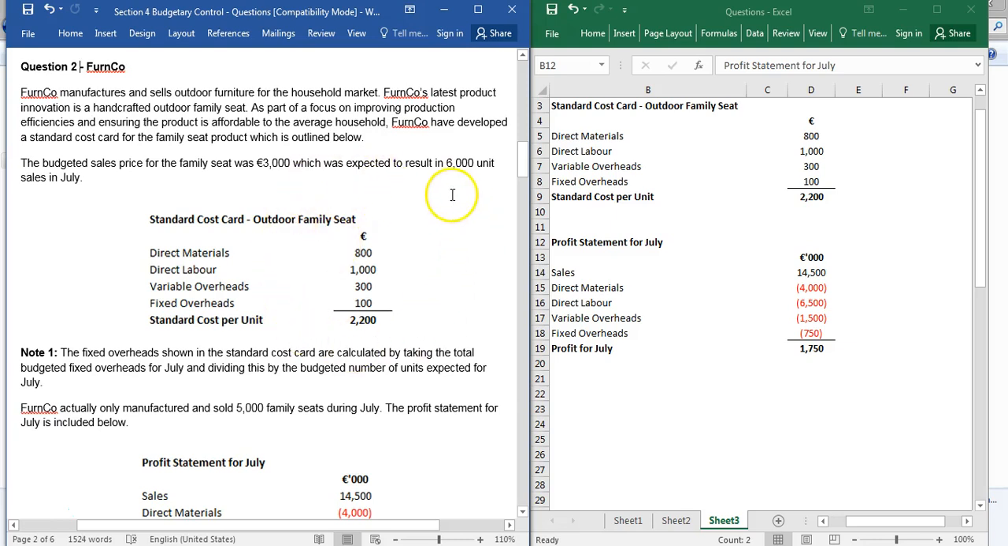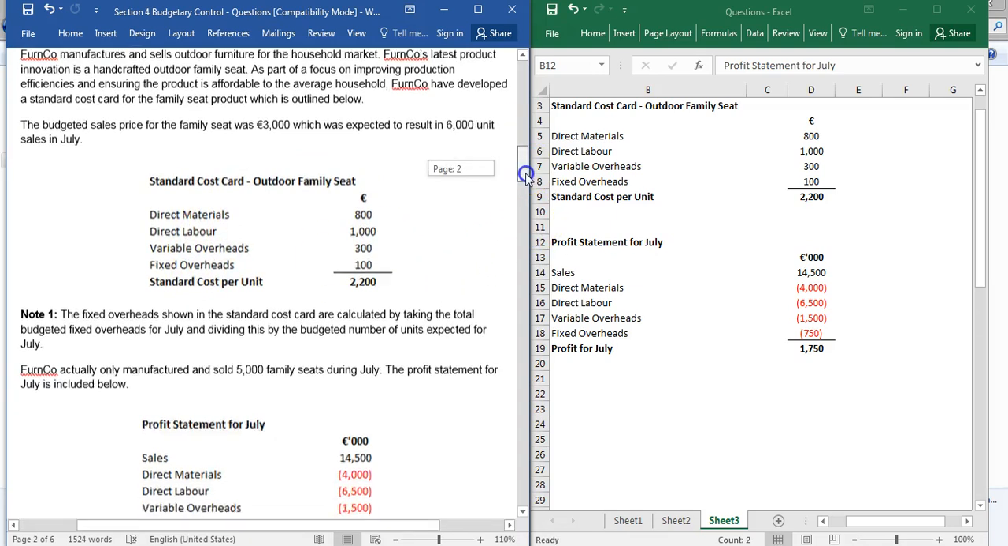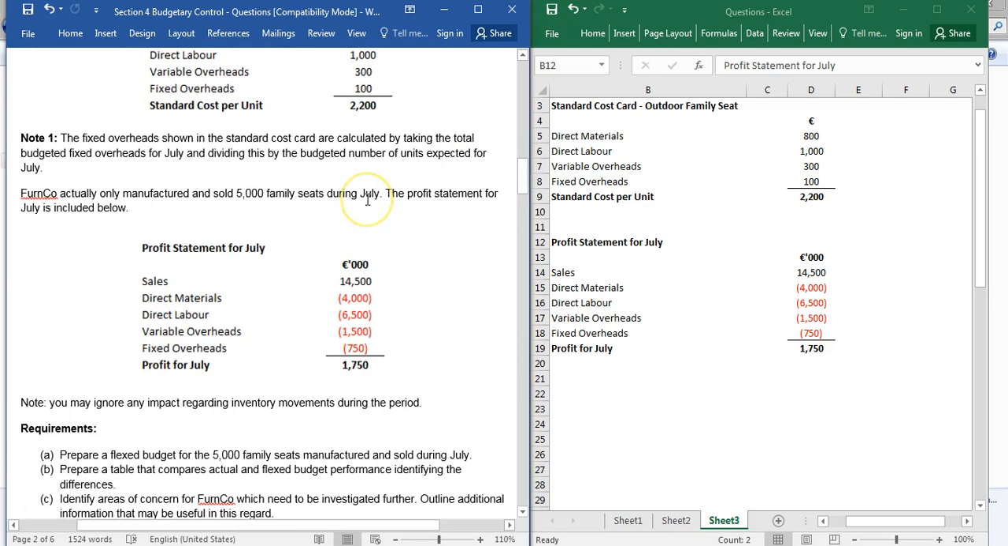So we're actually not given the original budget at all, but we know what it was made up of: 6,000 units, and there's the standard cost card of all the variable costs and the fixed costs. And we're also told then for July they were under budget by 1,000 seats because they only manufactured and sold 5,000. And we're given the profit for July.